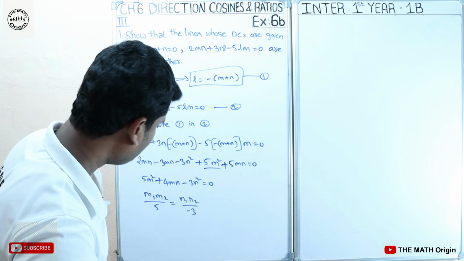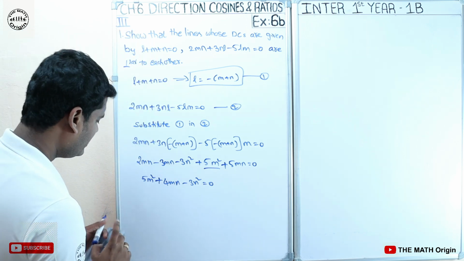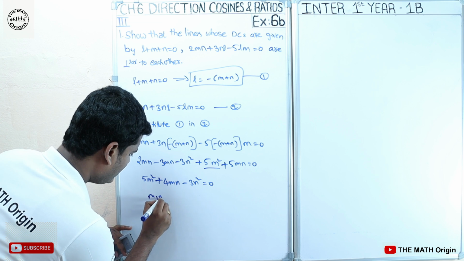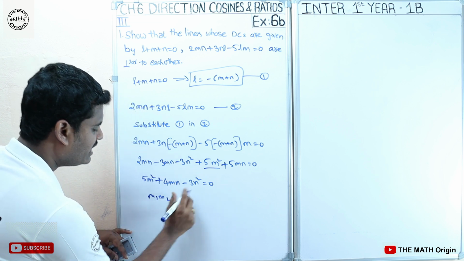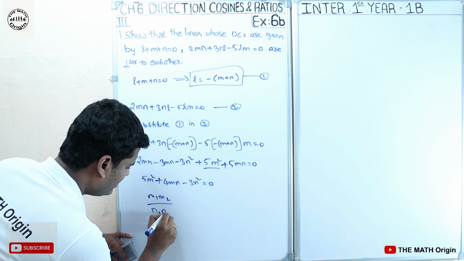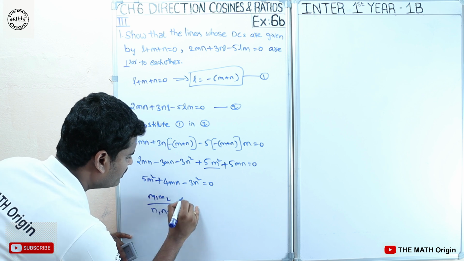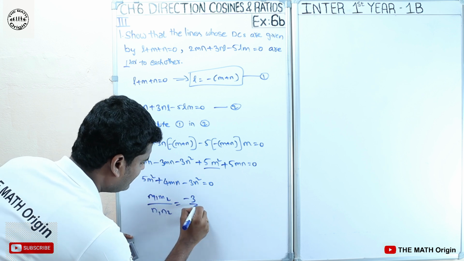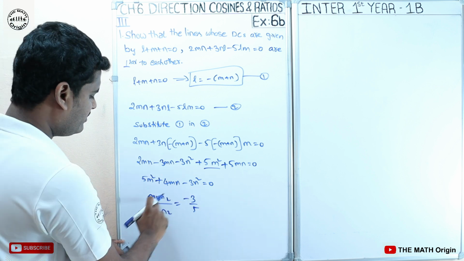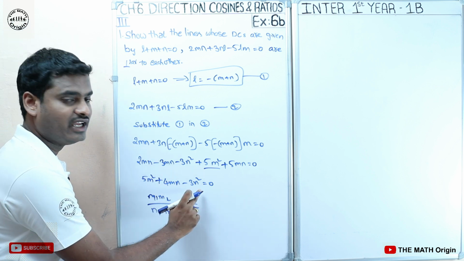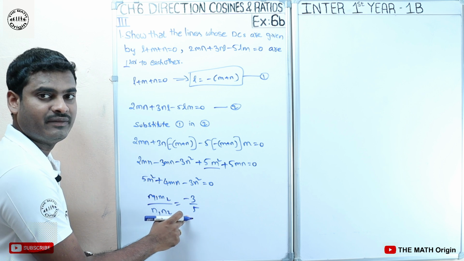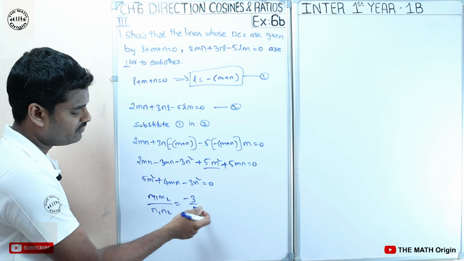Okay, I can say it in a different way. Let's see, m1 m2 by n1 n2 equals minus 3 by 5. Okay, minus 3 by 5. m1 m2 by n1 n2 equals minus 3 by 5. This is one way we can write the factors.